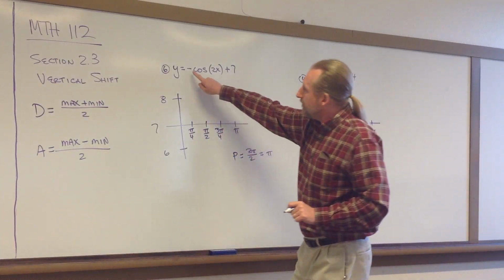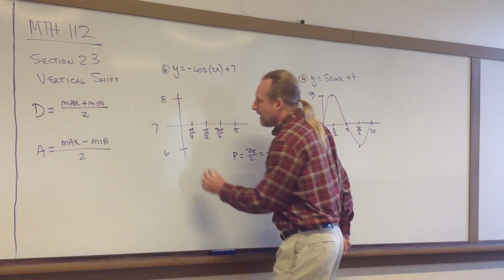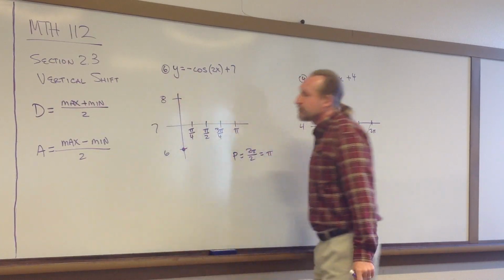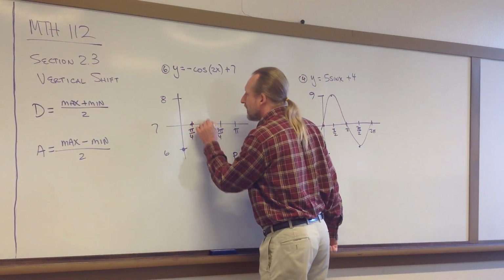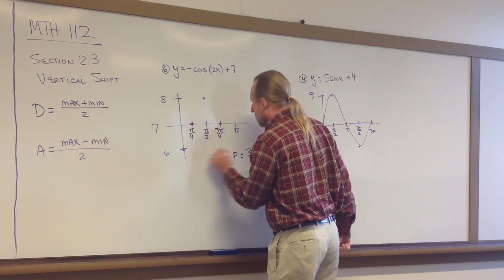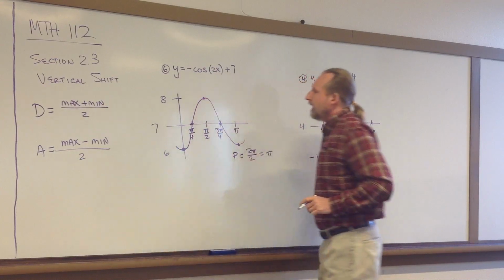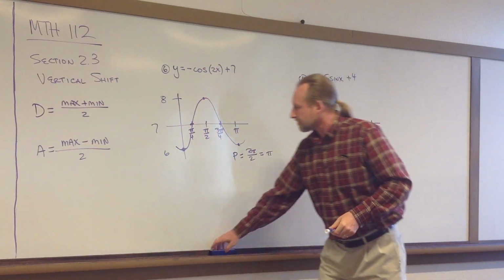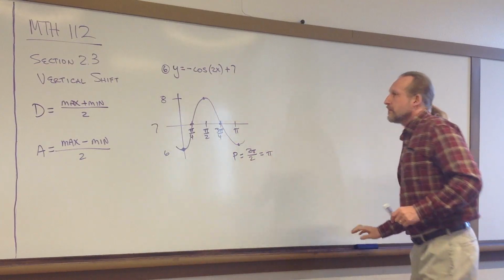Now, last thing I want to mention is this is a negative cosine. So instead of starting at the maximum, it's going to be flipped around. It's going to start at the minimum. And then it'll go through the midline, up to the maximum, back to the midline, and then back to the minimum. And there's number 6. All right, let's keep working on these.